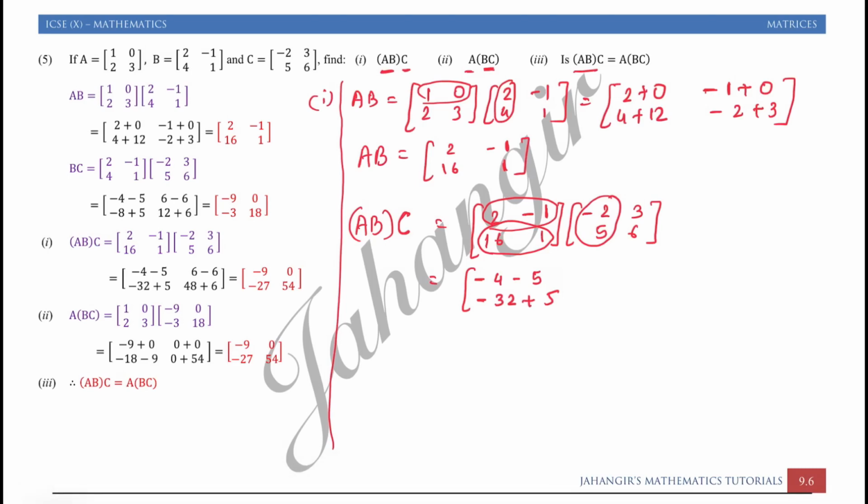Then again, first row, second column: 2 3s are 6, and minus 1 into 6 is minus 6. Then second row, second column: 16 3s are 48, plus 6 ones are 6. So therefore I will get minus 9, minus 27, 0, 54. This is my first part.